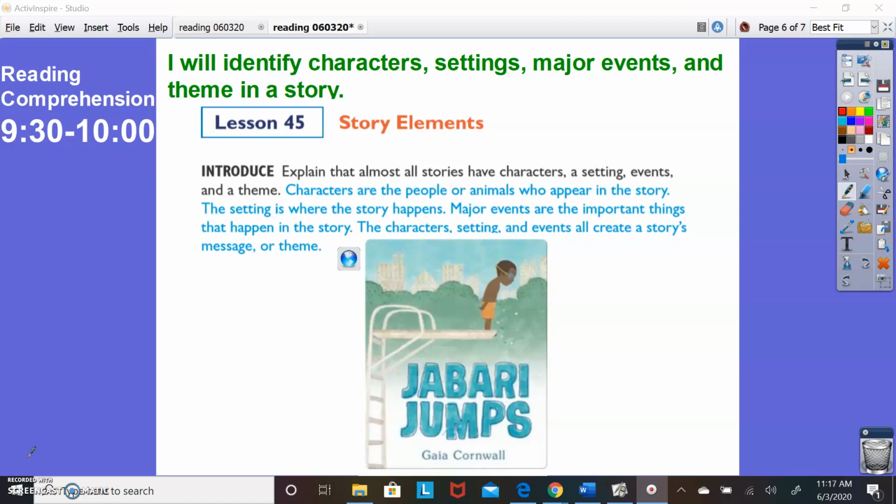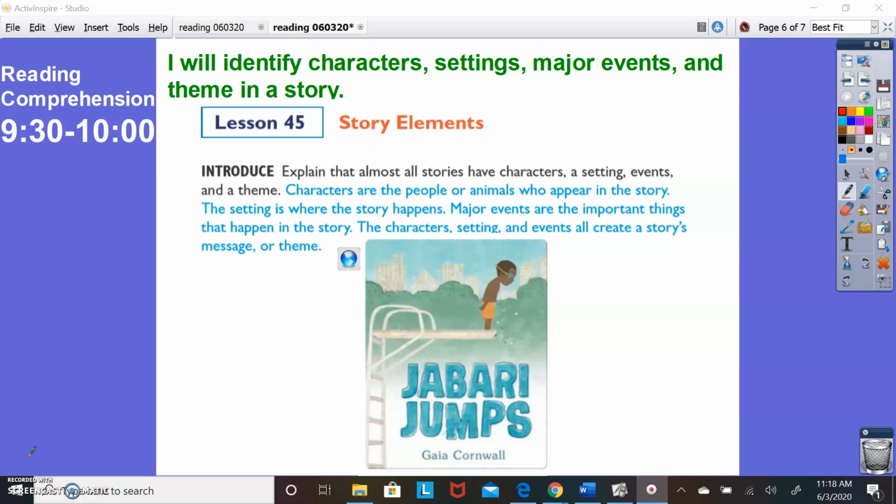So we want to be able to think about as we're reading, and I'm not going to read the entire book, but this book will be linked to your assignment if you want to go through the whole book. But as we're reading some pages, we're going to think about who are the characters in the story. What's the setting? Where is the story happening? What are some major events? What are some important things that are happening in the story? And last, a theme. We talked about theme earlier in the past weeks. And we know that theme means, is there a lesson that the author wants to teach us in the story that we read? So we're going to think about those things as we read a few of these pages.